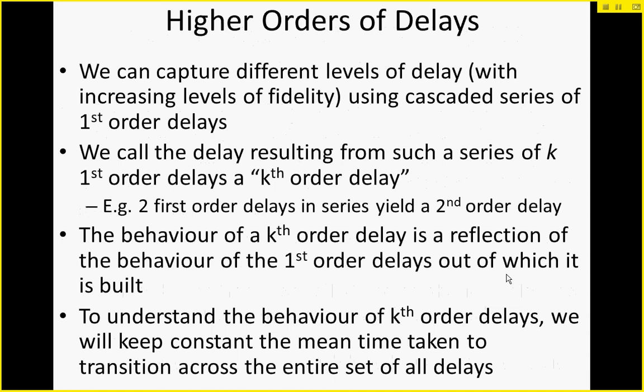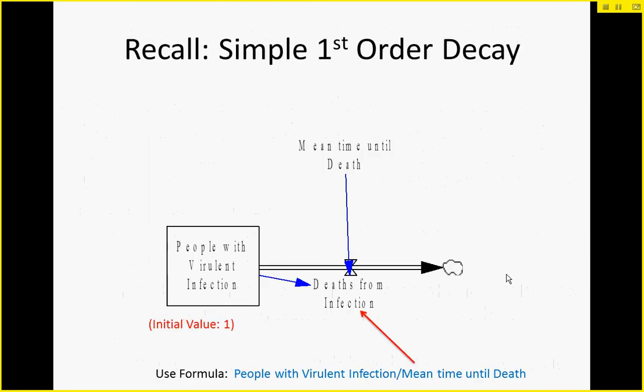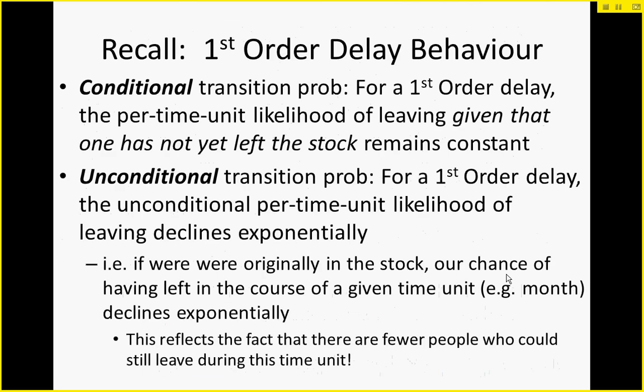In other words, the first order, k equal 1, k equal 2, k equal 3. We're going to hold constant the mean time taken to transition across the entire set of all delays, the entire system. How long it takes for you to go in and come out. It's just that you're going to pass through more of these stocks on the way. And we're going to consider that. Here's a simple first order delay, and we've seen that.